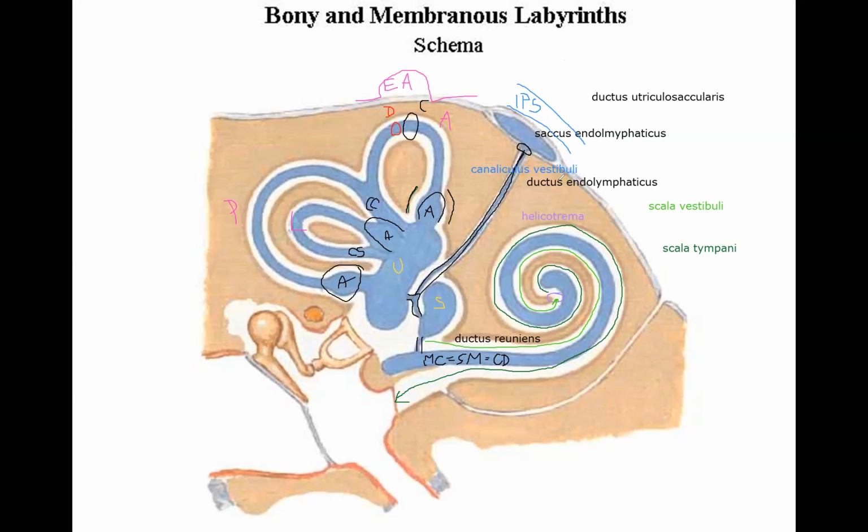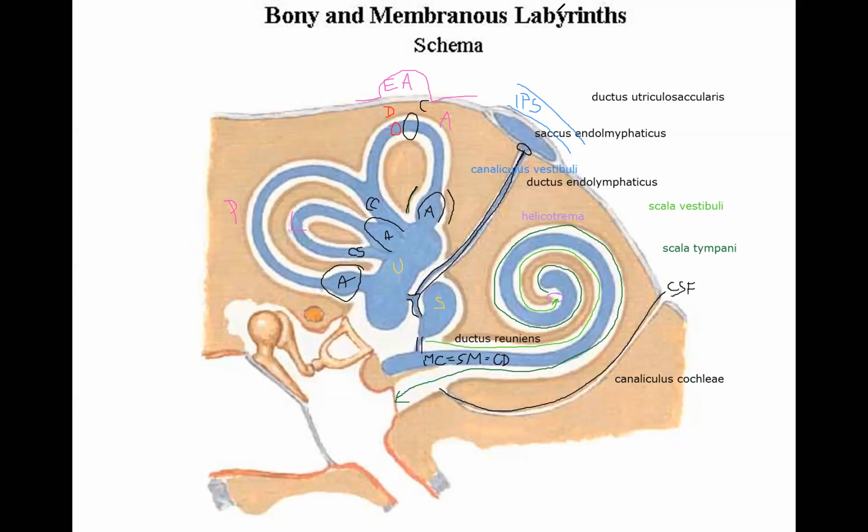We have another structure, which is here. It's the cochlear canaliculus, canaliculus cochlearis, which contains as well a vein. It contains also a perilymphatic communication outside here with the cerebrospinal fluid. So now you know all the main structures. So please pose me questions if something is not clear.